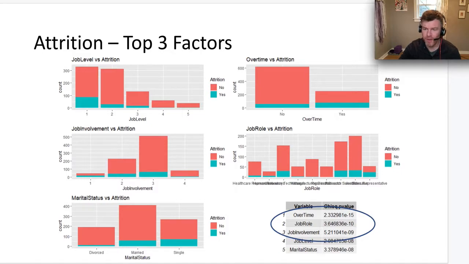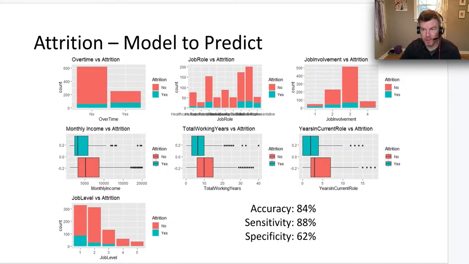Ultimately, the top 3 factors that we found with the chi-square test were overtime, job role, and job involvement as they contributed to attrition. When we started to build the model for attrition, we decided to do a forward selection approach, where we started with our 3 categorical variables of overtime, job role, and job involvement, and then started to layer in our top 2 from the continuous variables, monthly income and total working years, and then from there started to layer in our categorical and continuous variables alternately till we got to a specificity that was above 60%.